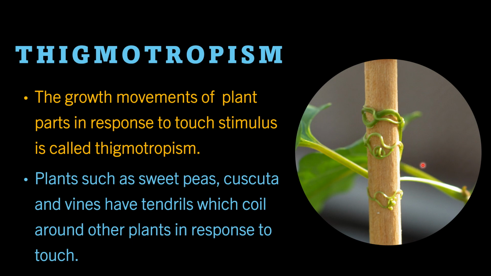Then we can observe here a weak-stemmed pea plant or any climber growing in a field. The thread-like tendrils twine around the support available in the field. The tendrils provide a well-known example of this tropic movement.